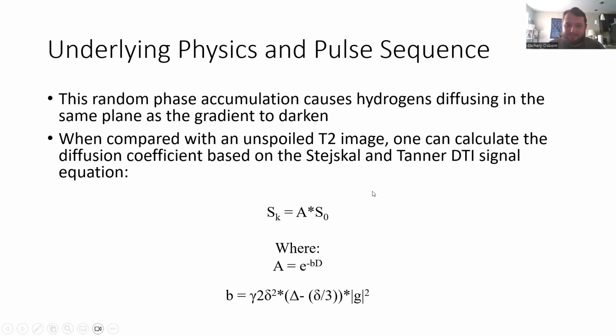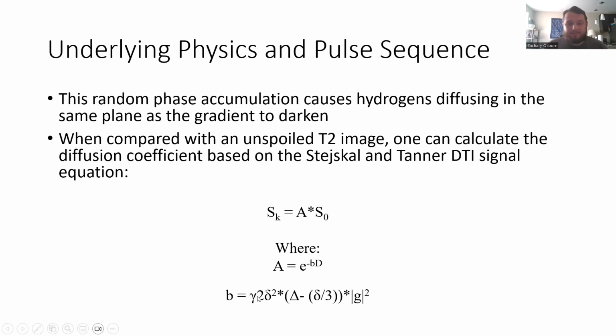where here we have S_k, which is the diffusion weighted image signal intensity, S naught, which is the T2 weighted image, and then A, which is the attenuation. The attenuation is an exponential factor of this B parameter and this D diffusion coefficient tensor, hence the name diffusion tensor imaging. This B parameter is dependent on a couple of things.